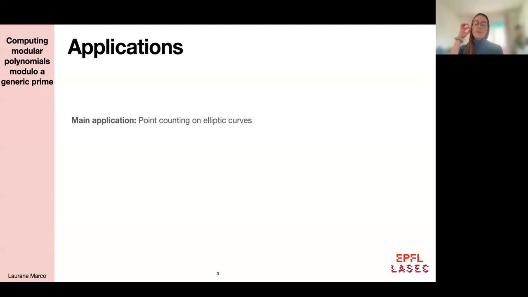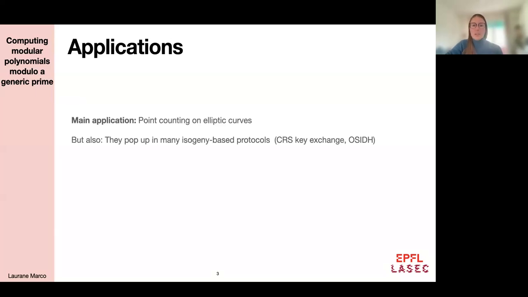Okay, so why do we even care about modular polynomials? The main application is point counting on elliptic curves. They're used in the algorithm for point counting. But this is the Isogeny Club, right? So we're also interested in applications to isogeny-based cryptography. They're used in some protocols, mainly the CRS key exchange and OSIDH, and they're also sometimes used in some very niche subroutines and some other isogeny stuff. Sometimes when you read some papers, they pop up here and there.